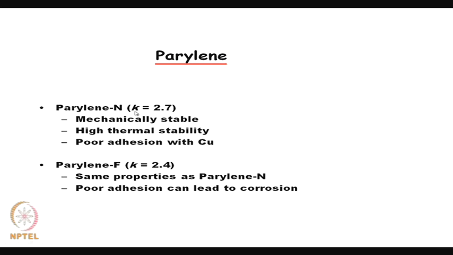So, this is one of the problems, but it can be solved if we go on increasing the K to say 2.6 or 2.8, then it will be isotropic and not anisotropic. The next material can be parylene N with K equal to 2.7 or parylene F with K equal to 2.4. Parylene N is mechanically very stable, has high thermal stability, and poor adhesion with copper. Parylene F has the same properties as parylene N, and poor adhesion can lead to corrosion. So, that is one of the disadvantages of parylene.